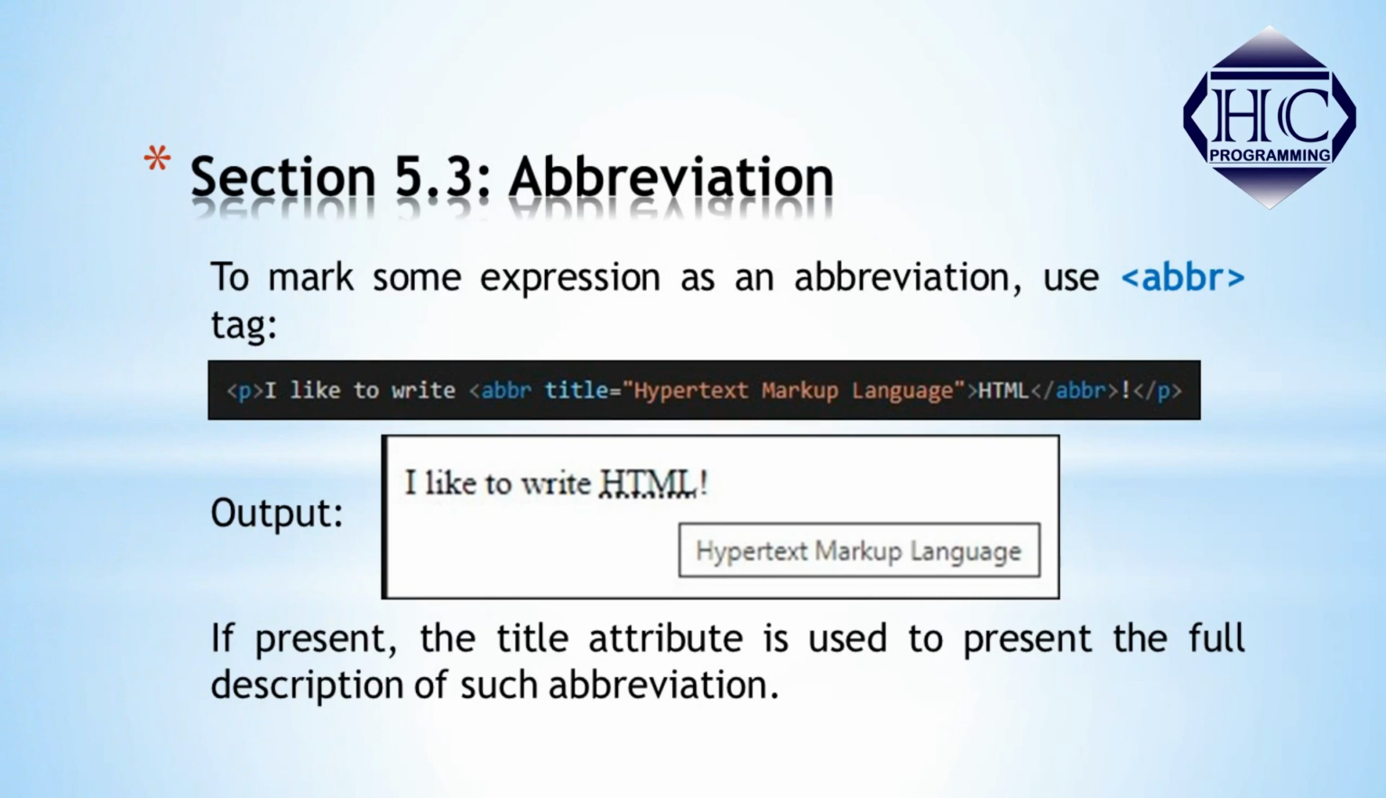Section 5.3, Abbreviation. To mark some expression as an abbreviation, use the abbr tag. If present, the title attribute is used to present the full description of such abbreviation.